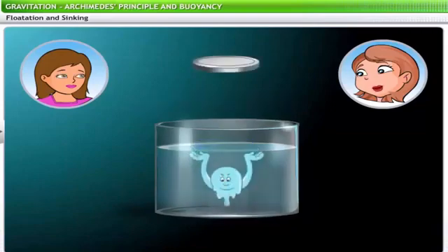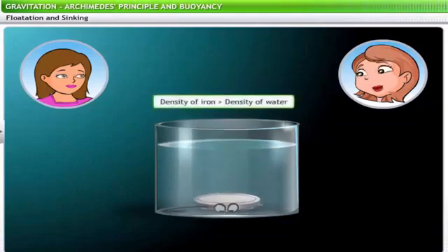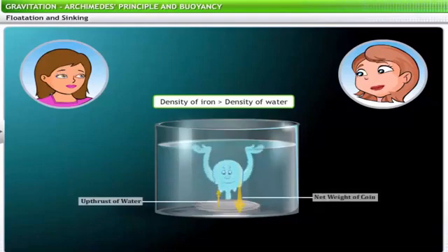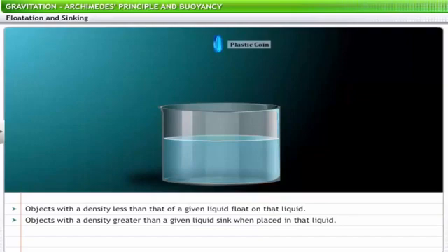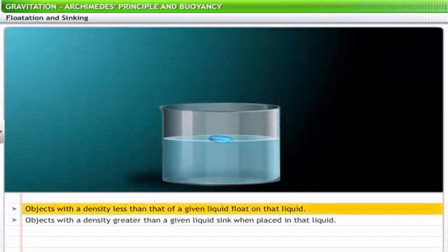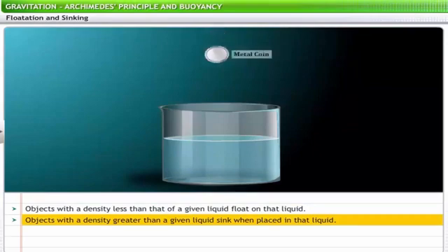On the other hand, the iron coin sinks because the density of the iron coin is higher than the density of water. Therefore, the upthrust of water on the metal coin is not able to overcome the net weight of the coin. Thus, according to the principle of buoyancy, objects with a density less than that of a given liquid float on that liquid. Objects with a density greater than a given liquid sink when placed in that liquid.